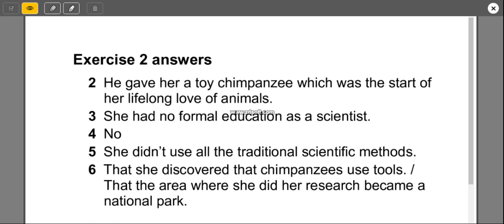Number 2, he gave her a toy chimpanzee, which was the start of her lifelong love of animals. Okay, so we can write this part. Okay, this part here. Okay, it's easy for you. Number 3, she had no formal education as a scientist. Number 4, no. And number 5, she didn't use all traditional scientific methods. ما استخدمت الوسائل التقليدية. Number 6, that she discovered that chimpanzees use tools. That the area where she did her research became a national park.